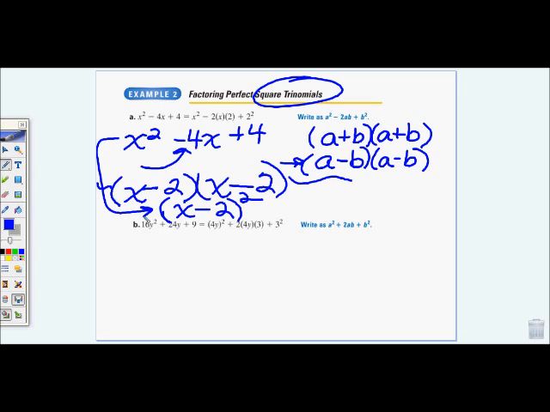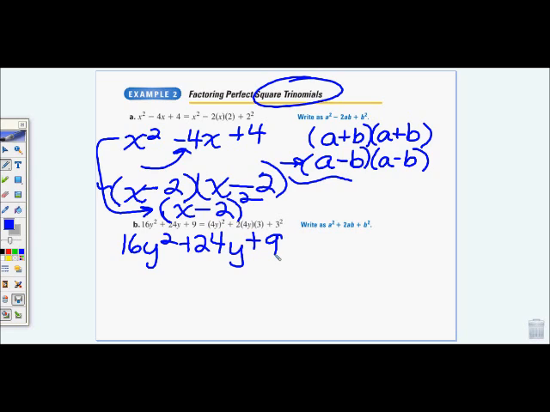So in the next one, we have, I can hardly read it myself, 16y squared, and I think it's plus 24y plus 9. See any perfect squares up there? Yeah. I do. 4 and 3.